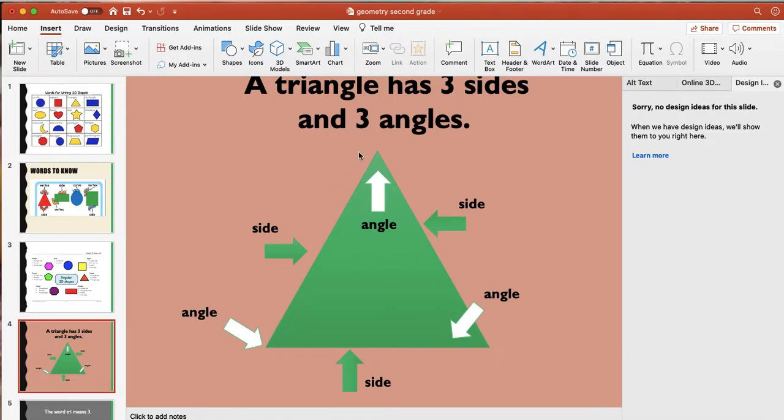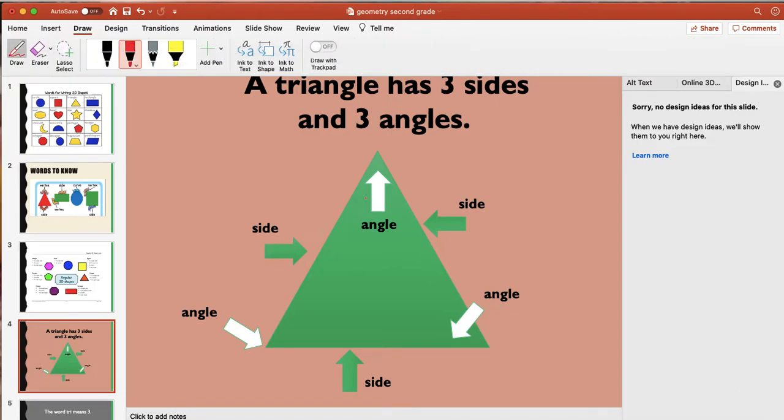So we have 3 sides, 1, 2, 3, and then we have 3 angles over here, 1, 2, and 3. Just to show you, where these 2 lines meet, over here, that's where we are calling it our vertex or our corner, and also an angle.